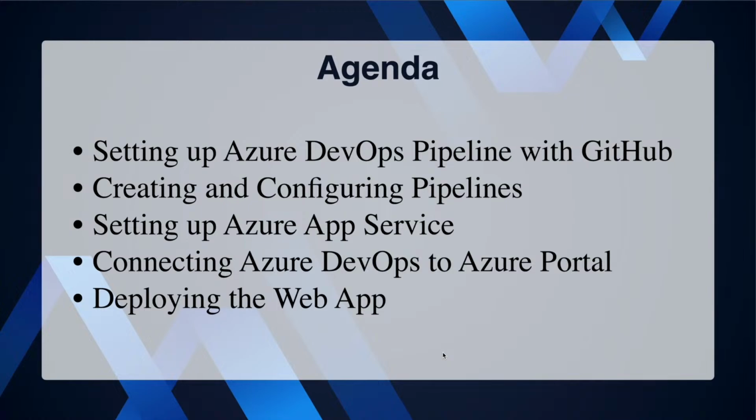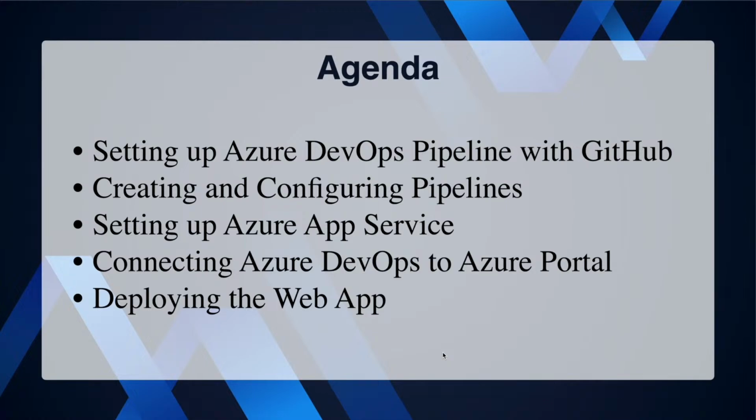Then, after configuring the pipeline, we will move on to setting up Azure App Service. This is where our web app will be hosted and deployed. I will walk you through how to create an App Service instance in Azure Portal, configure the runtime environment, and choose the correct region for optimal performance.